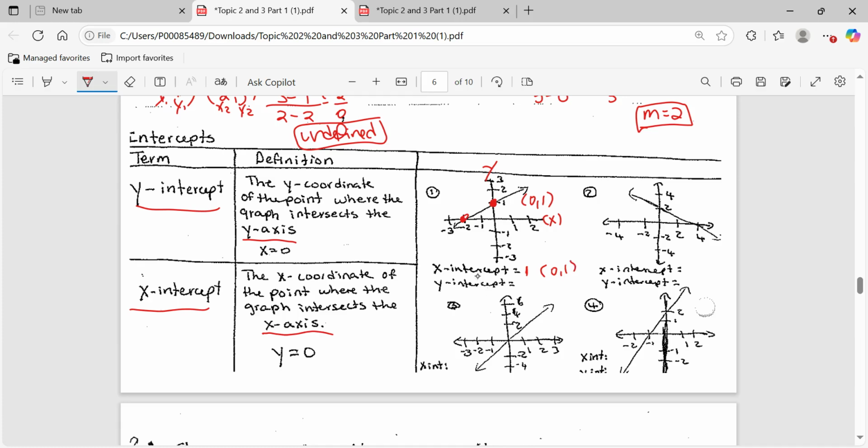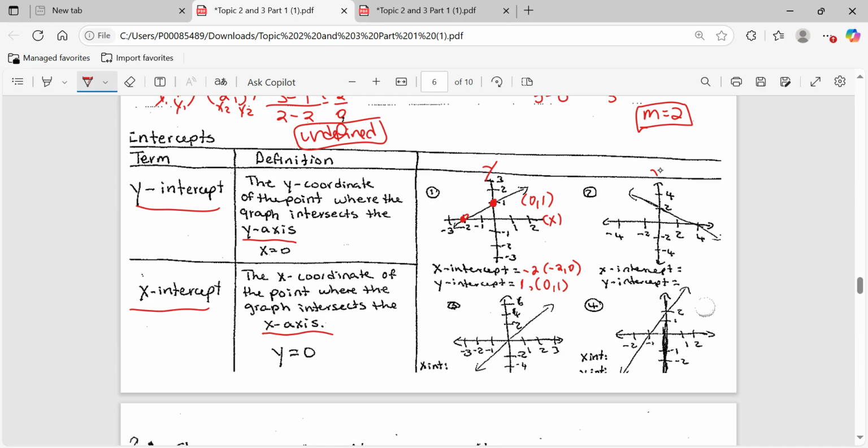Sorry, I put that under the x. Your y-intercept here is 1, and the actual coordinate is 0, 1. Your x-intercept is negative 2, and the actual coordinate is negative 2, 0.